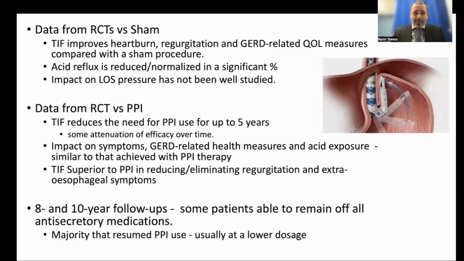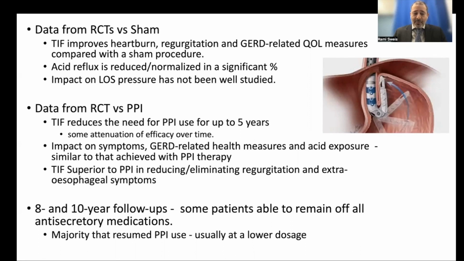Data from the randomized controlled trials versus sham shows that the TIF device improves reflux symptoms such as heartburn and regurgitation. Health-related quality of life scores improve compared to sham. The acid exposure time either reduces or normalizes. TIF versus PPI also shows that it reduces the need for PPIs up to 5 years. It reduces acid exposure time on par with PPIs. TIF is superior to PPIs in reducing volume reflux such as regurgitation.